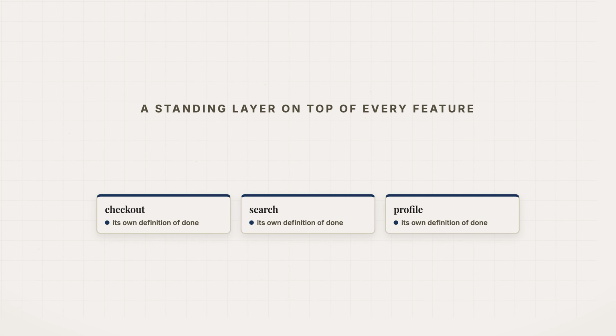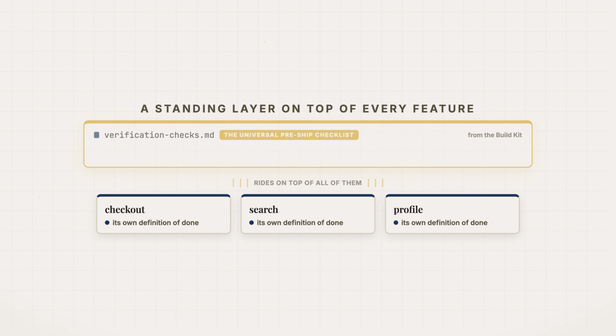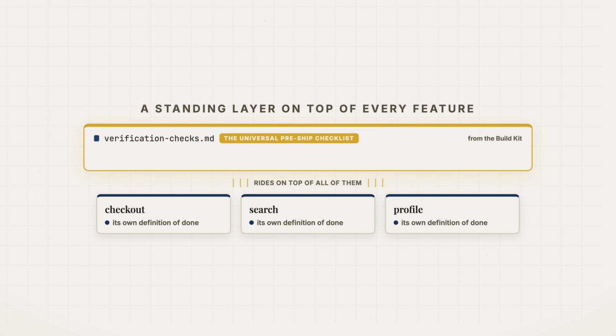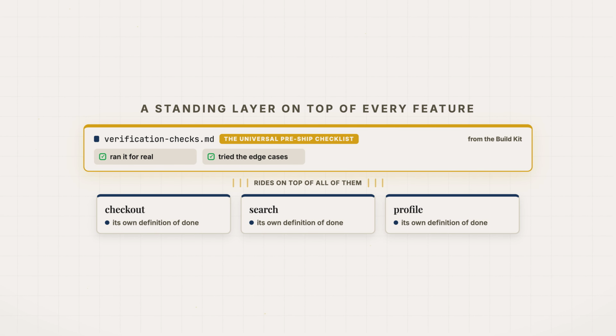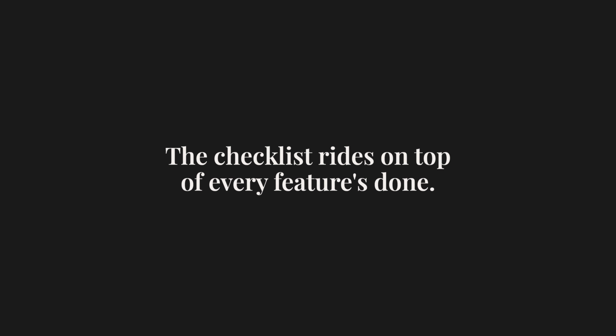Before you call any feature done, you run it past a pre-ship checklist, a standing list of checks that applies to every feature, no matter what you're building. The build kit ships you one to start with. It's the list that says, did I run it for real? Did I try the edge cases? Did I read the output? Did I find at least one thing wrong? That's the universal layer that rides on top of each feature's own definition of done.